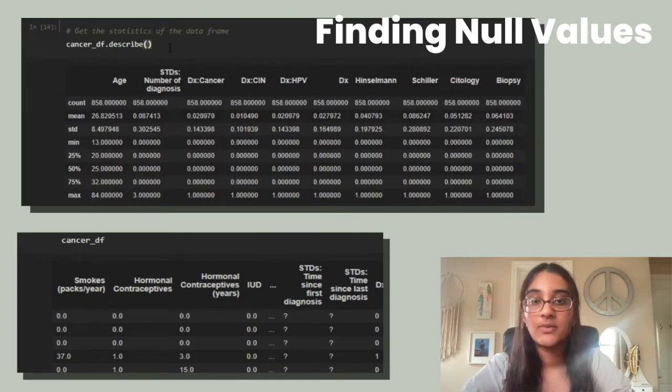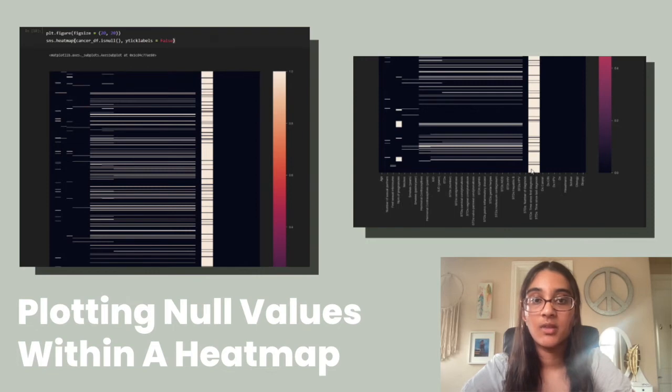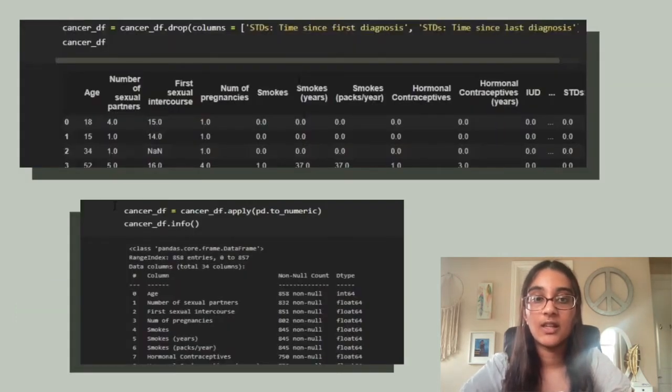So to visualize the null values across our data, we can plot a heat map of our data frame with the given features. So we can set the heat map to 20 by 20, which just specifies the size of the heat map. And the white sections show the null values across our data. So as we can see, the STD's time since first diagnosis and STD's time since last diagnosis features have a lot of null values. So we need to remove those features from the data, and then we will have 34 columns in our data instead of 36. We also need to convert our data from object data types into numerical data types, as most of the features right now are stored as object data types.